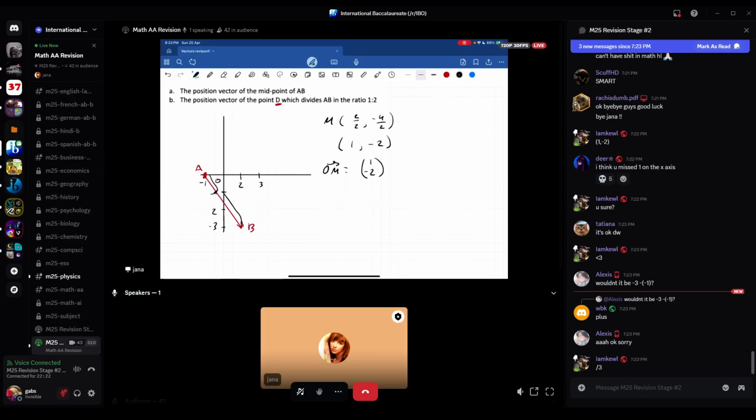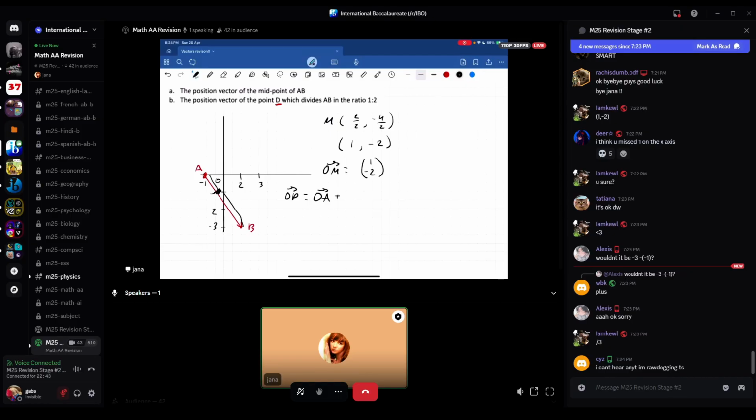Whatever, OD equals, it has to be able to get to here, right? And we can do that by doing OA plus a third of AB.